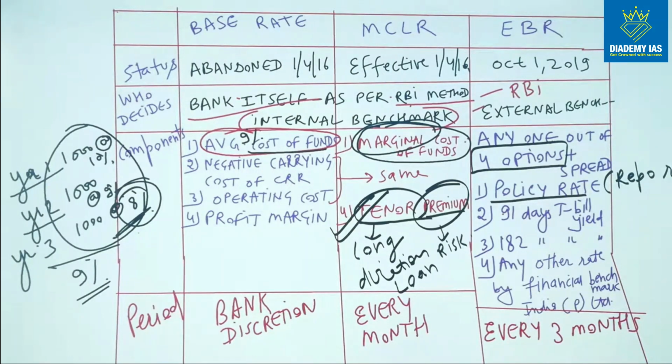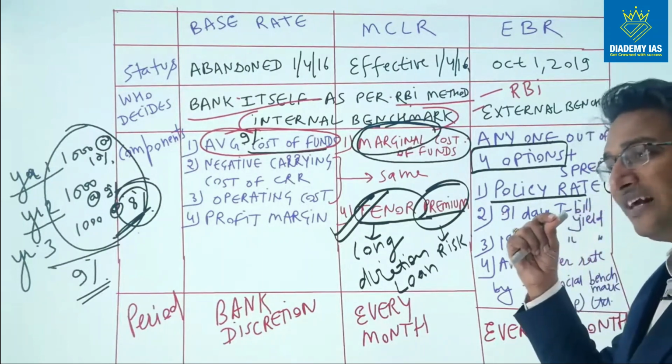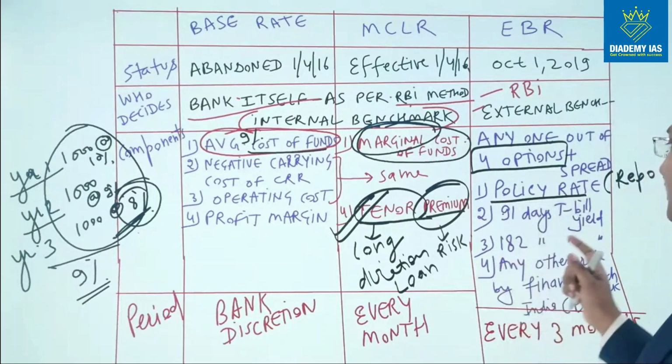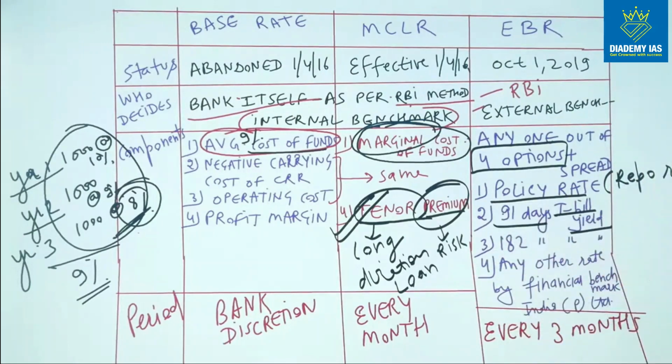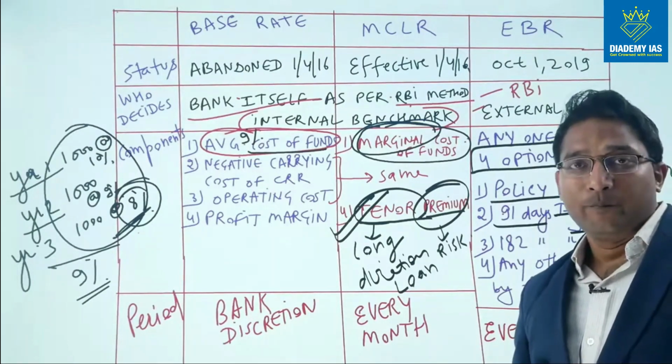So this is the first option, that they can take the policy rate as the first option. Like they can base their lending rate on the repo rate or the policy rate. Another is 91 days treasury bill yield. What is the meaning of treasury bill? Treasury bill is a government security, right?